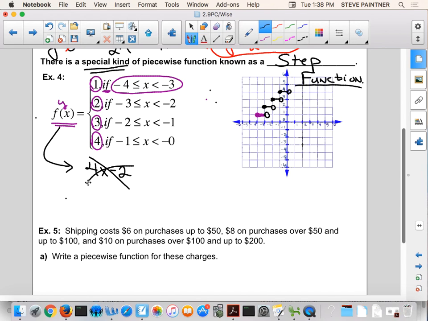Okay. Anyways, that's a step function. Go to the next problem, read it. Your job is to write a step function. Write it. Read the story. It's right here. Example 5.